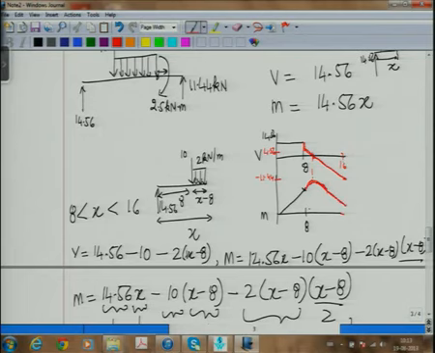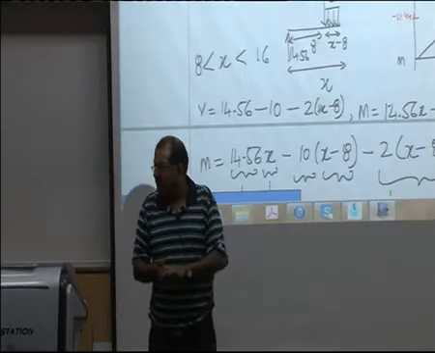This is just a shape. Till x is equal to 16, the value is still positive. You can work out the value. I have not worked it out, but it's a quadratic curve and it takes a shape like this. Qualitatively, we should know; exact numbers don't matter unless you are asked to find at a particular point. If you are asked to find at a particular point, you don't even need to do all this. You just draw a section, write your equations of equilibrium. So you have to look at the type of problem you have.